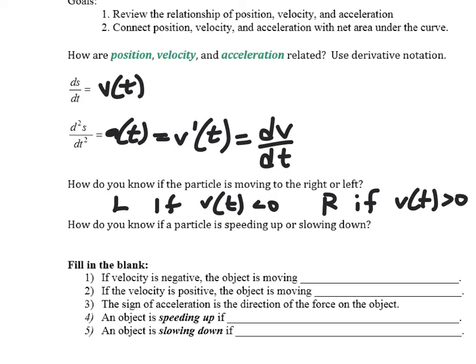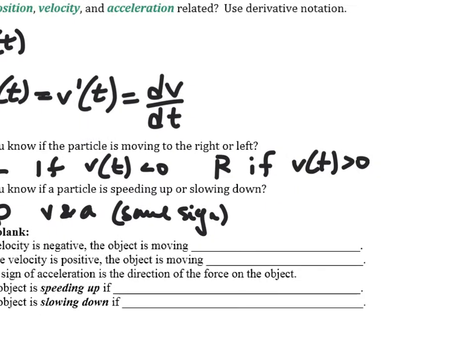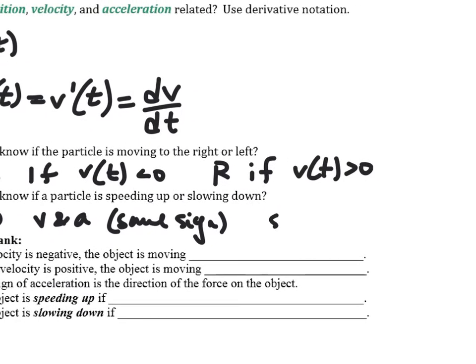How do you know if a particle is speeding up? Okay, so speeding up happens when both the velocity and the acceleration have the same sign. Okay, same sign, and slowing down if they have opposite signs.